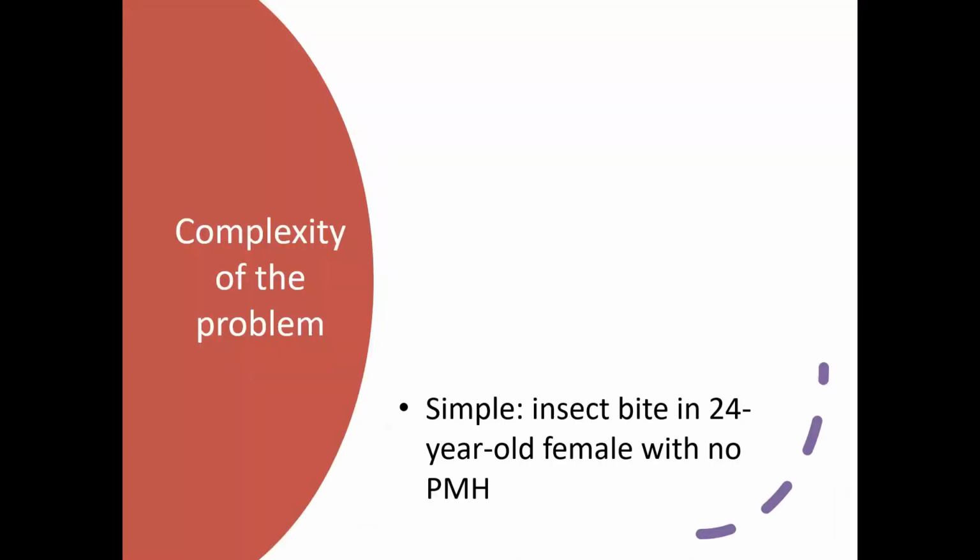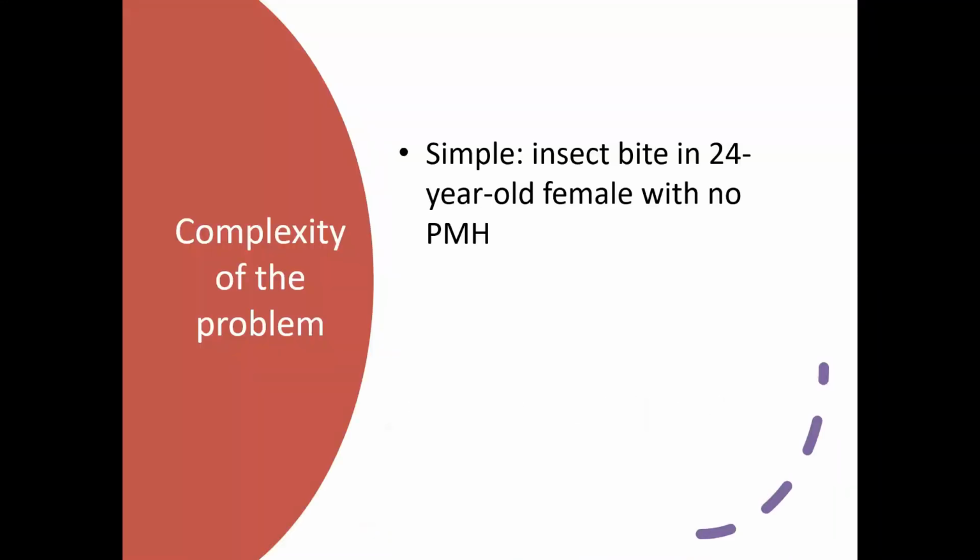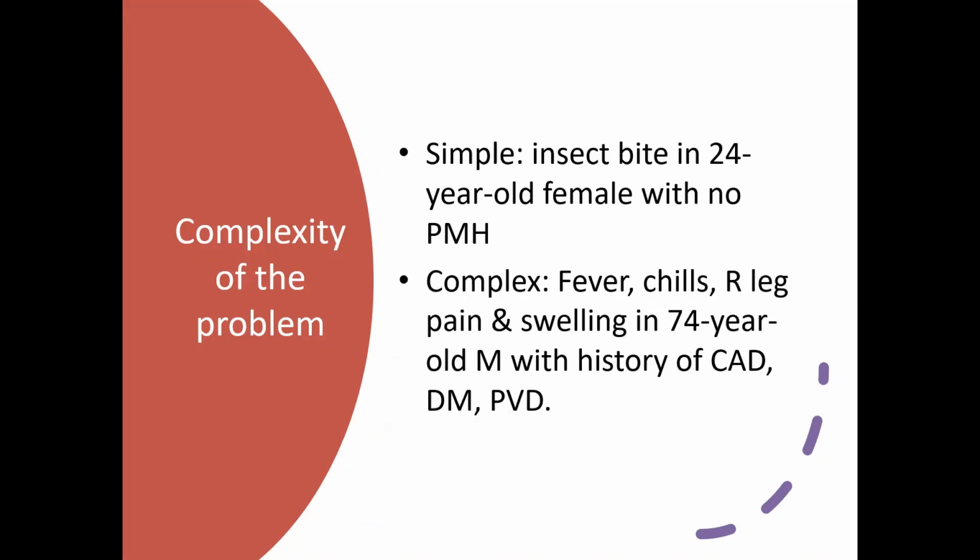So let's break down the process. Think of the complexity of a problem. Let's take the first one, a 24-year-old female with no significant past medical history who presents to your clinic because they have an insect bite, versus a 74-year-old with a history of coronary artery disease, diabetes, peripheral vascular disease, who's presenting with fever, chills, right leg pain, and swelling. When you think about it, how much time and effort would the first case take versus the second?